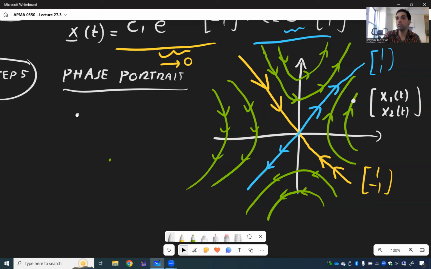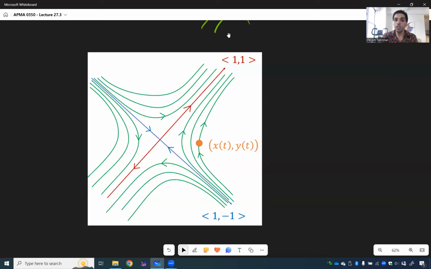And if you want, here's a slightly more organized picture. See, once again, you can see the two axes, (1, -1) with solutions going towards 0, (1, 1) with solutions moving away from 0, and then sample curves of the solutions. All right, so now let's do another example of a phase portrait.